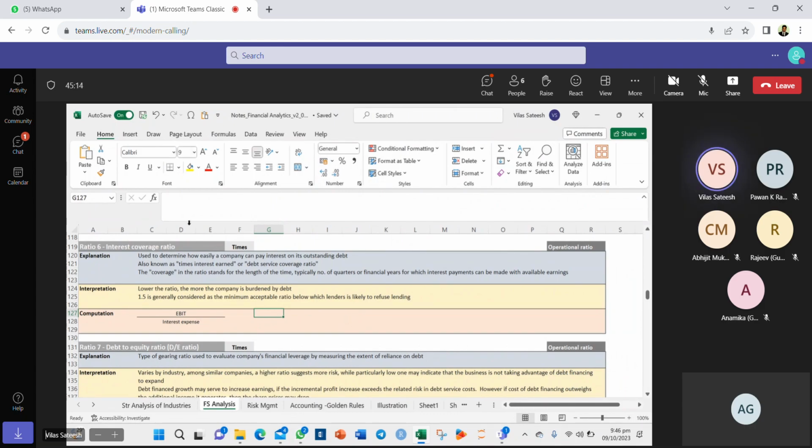Now, this coverage means it's either for the quarter or for the financial year. If you are thinking about a quarter, you need to take both as quarterly expenses and quarterly earnings. If you are considering one full year, both the numerator and denominator have to be annual values. Clear?